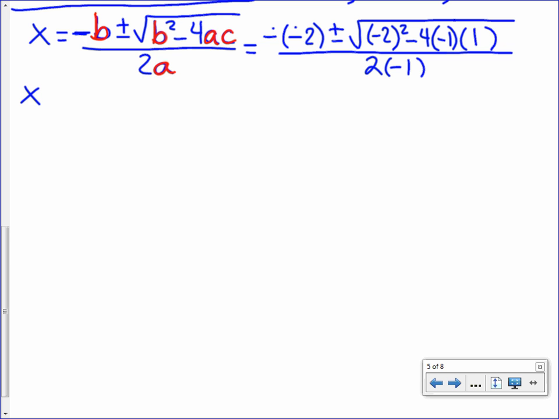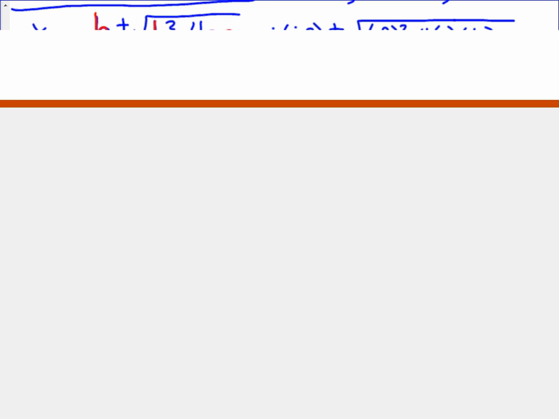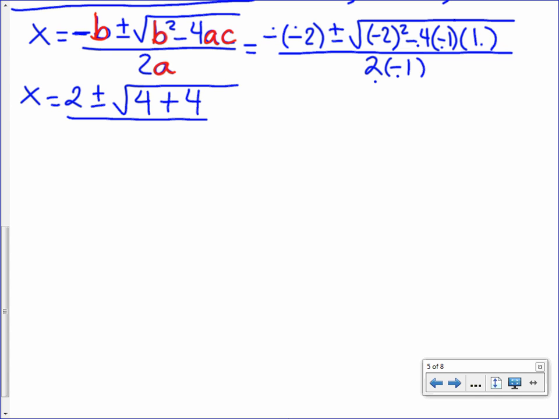Okay, so negative, that will give me +2, plus minus. Now I'm going to do the operation inside the radical, so -2 squared is +4. And then we multiply -4 times -1, that's +4. +4 times 1 is still +4. Everything divided by 2 times -1 is -2. Now I need to add the two numbers inside the radical, so 4 plus 4 is 8. Divided by -2.